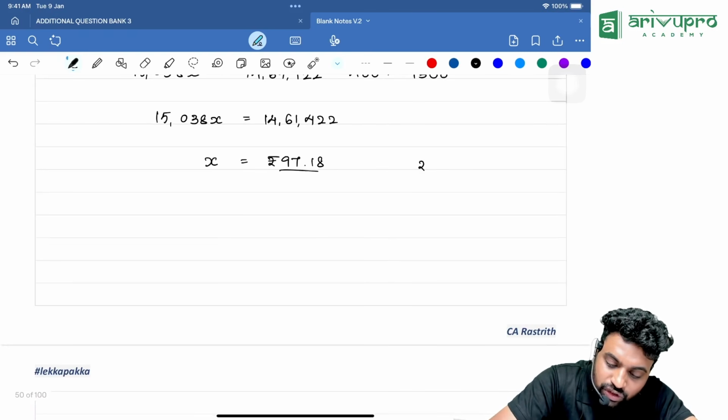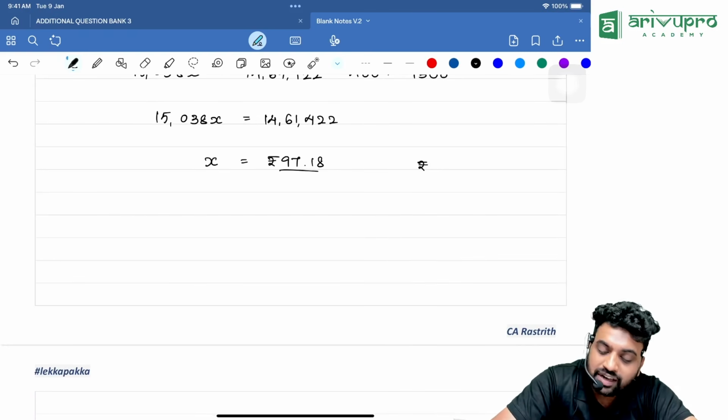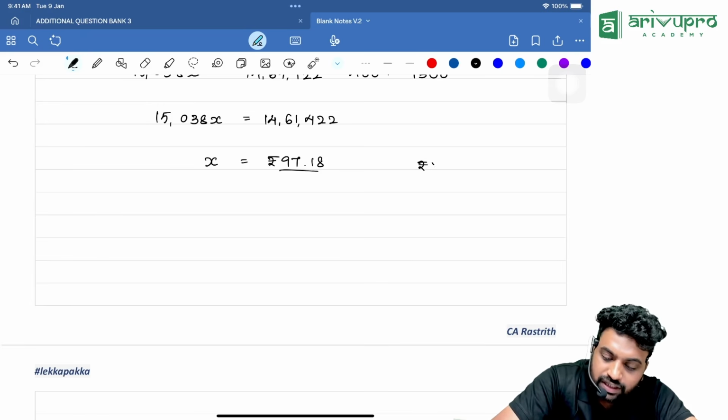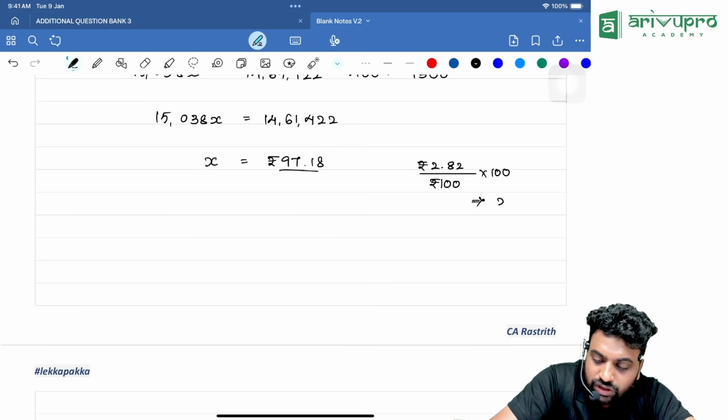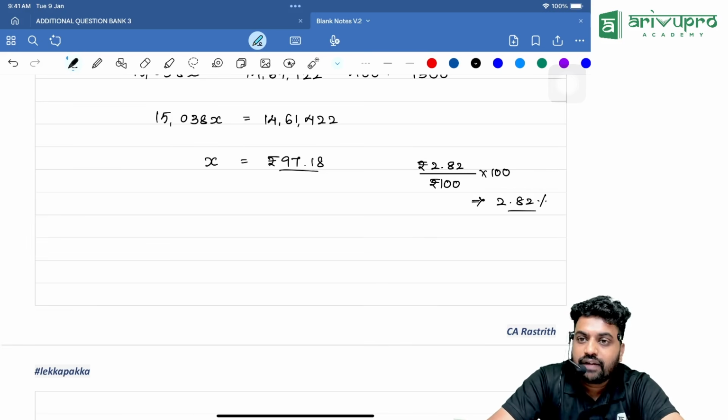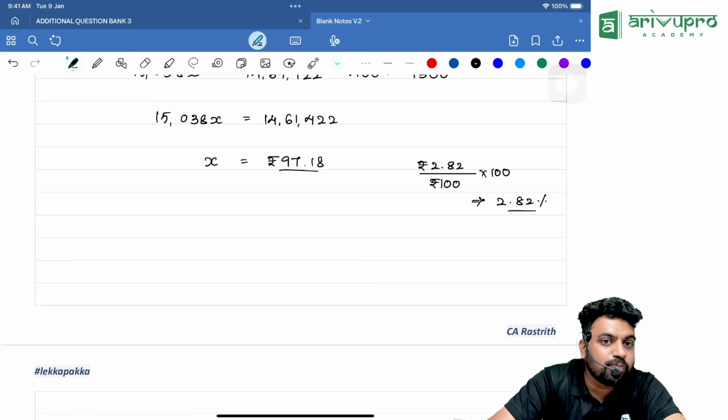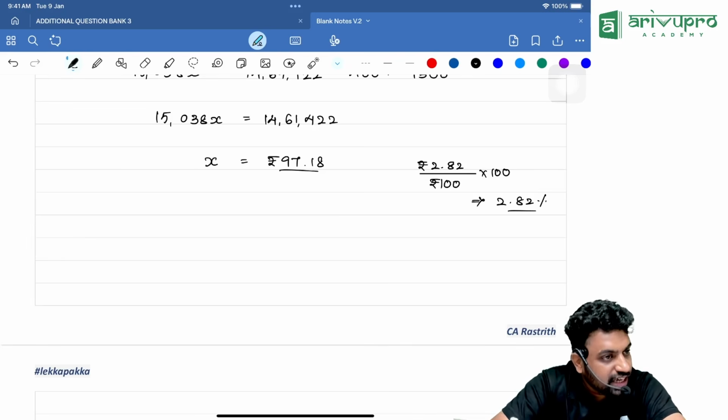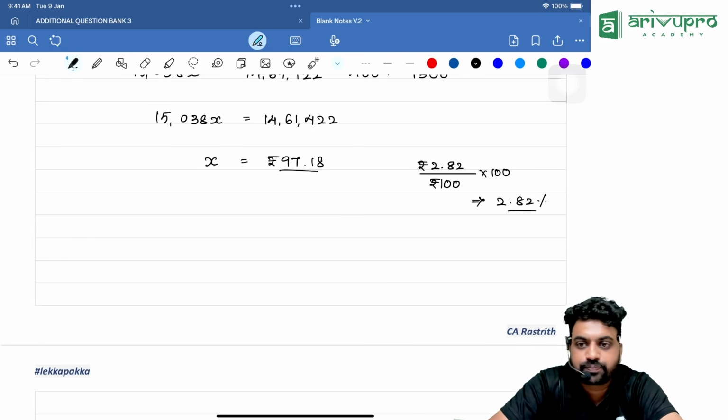How much is the discount we are getting from 100 here? 100 minus 97.18, 2.82. Correct? 2.82 is a discount we are expecting when the price was 100. So we are expecting a discount of 2.82% at least. If they give more, we will accept.